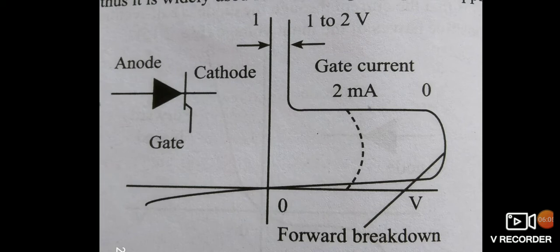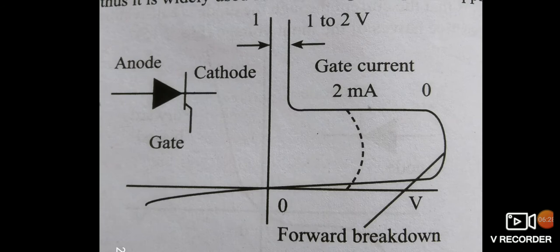If the thyristor is in series with a 20 ohm resistor, then before breakdown the current capability of the thyristor is high, and thus it is widely used for switching high power applications.